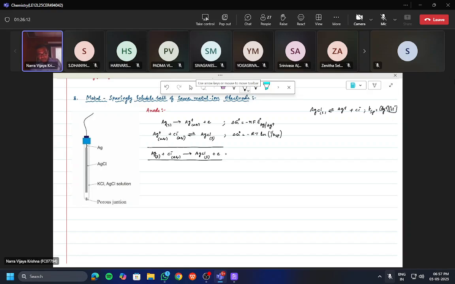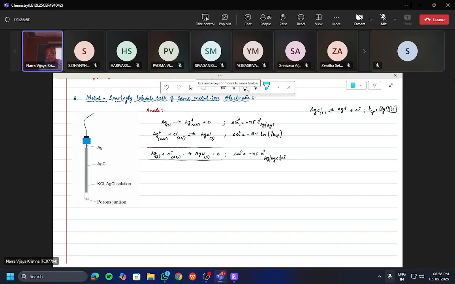Now, delta G naught for this overall reaction is equal to minus nF E naught of the overall cell reaction. What is the overall cell reaction? Ag, AgCl, Cl minus. All the three must be there, right? Or simply I call it E naught oxidation. The overall reaction is losing an electron, so I call it E naught oxidation of the overall cell. Clear?